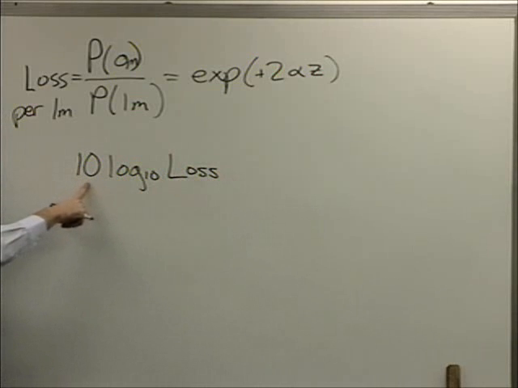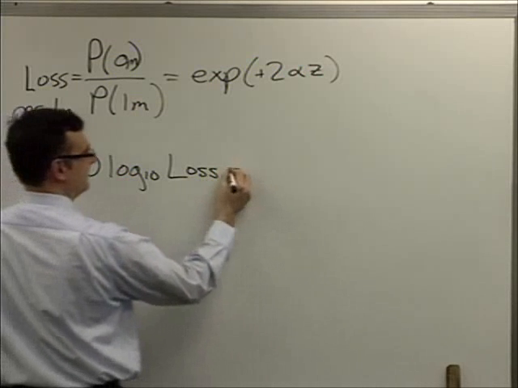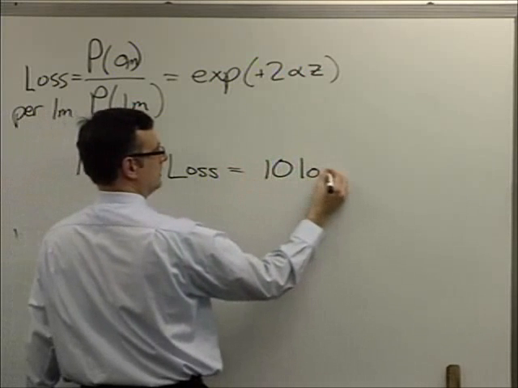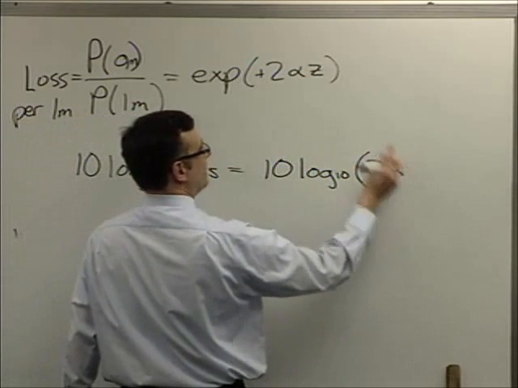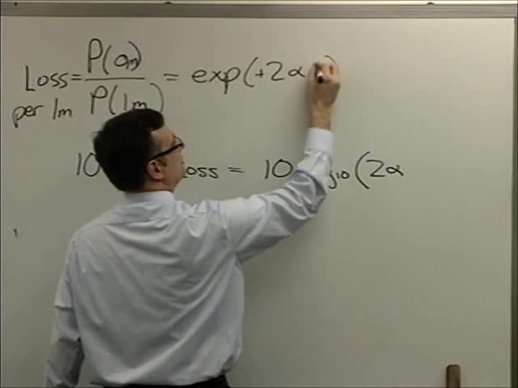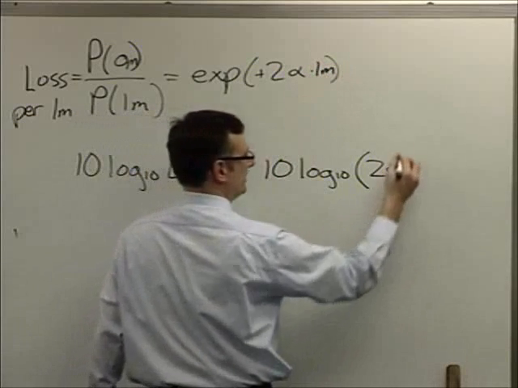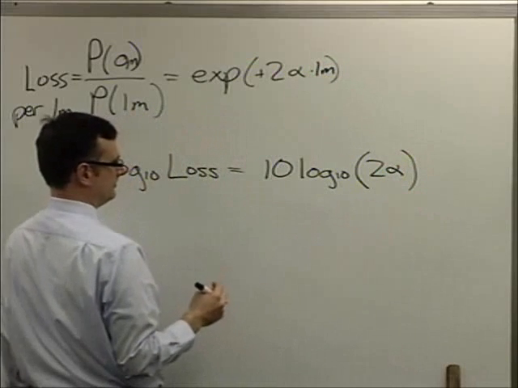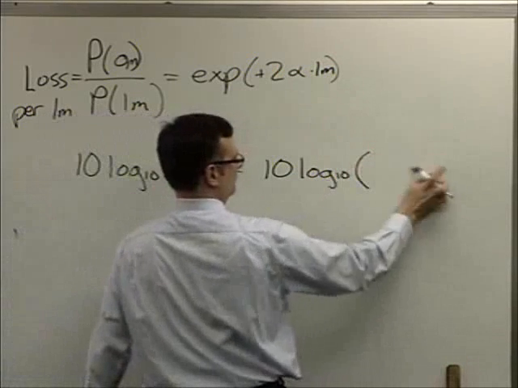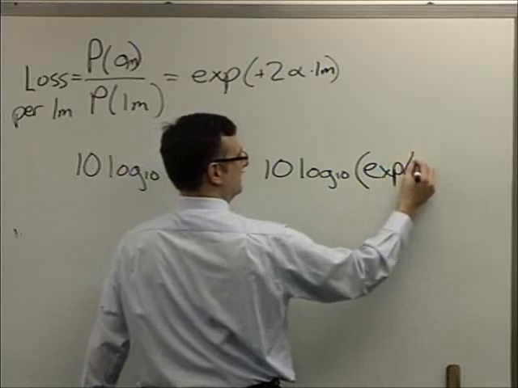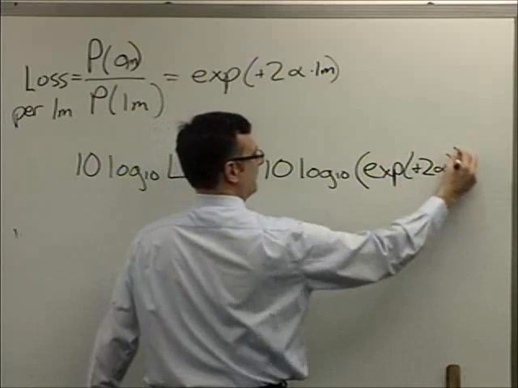Why 10 and not 20? This is power, not voltage. Yes, that's right. Power, not voltage. Very good. So I've got to do 10 log base 10 of exp of 2 alpha. And this should be at 1 meter because we plugged that in already. And no, I forgot my exp.